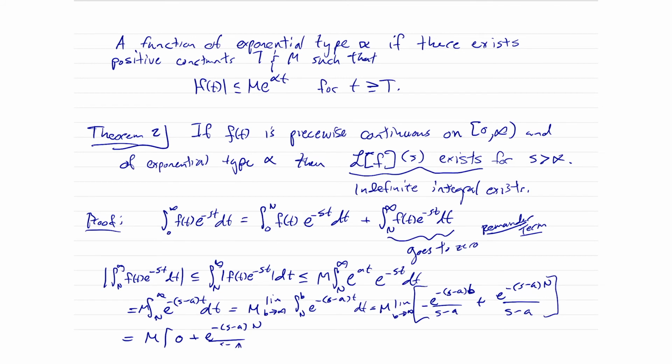And again, I made another mistake. That shouldn't be a, that should be alpha. Again, easily corrected. Alpha there, and alpha there. Sorry for the mistake. And now we see that this remainder term ends up being bounded as m times e to the minus (s minus alpha)n divided by s minus alpha, and this goes to 0 as n goes to infinity. And that tells us that this integral will exist.